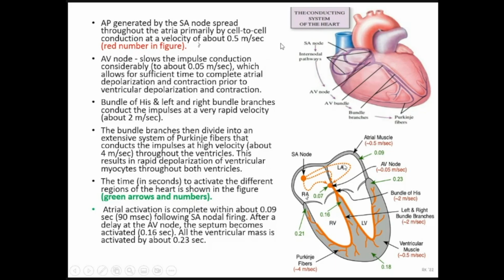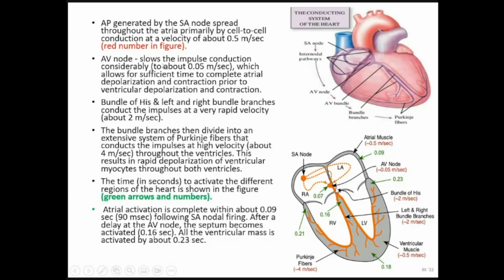Remember, atrial muscle and ventricular muscle have a conduction velocity of 0.5 to 1 meter per second. The number may vary in different textbooks, but it is always between 0.5 and 1 meter per second. Then the impulse reaches the AV node, which slows the impulse conduction considerably to 0.05 meter per second.